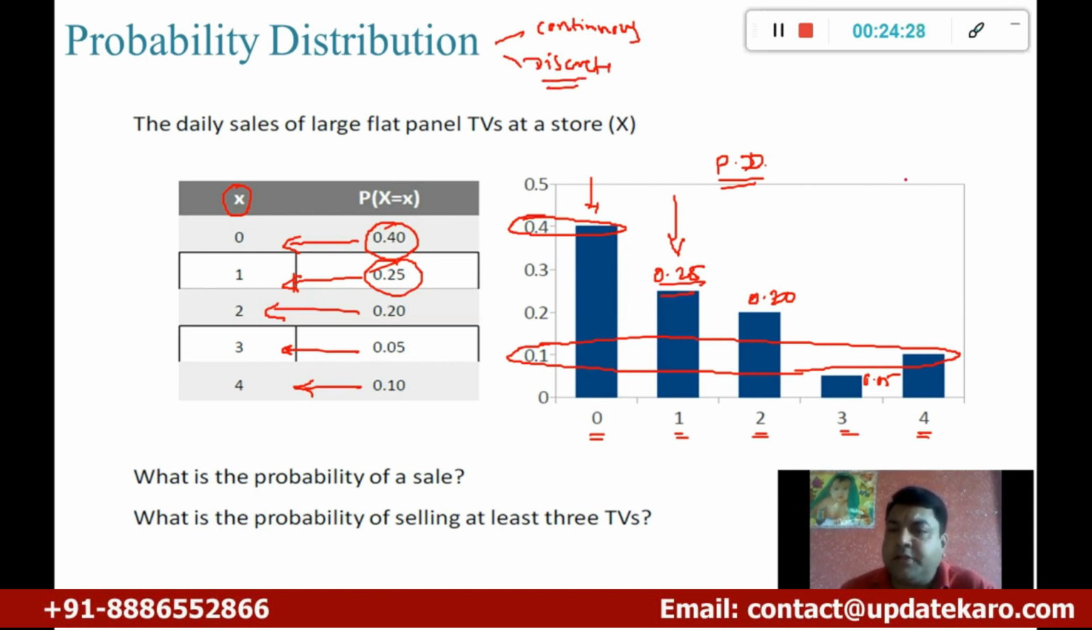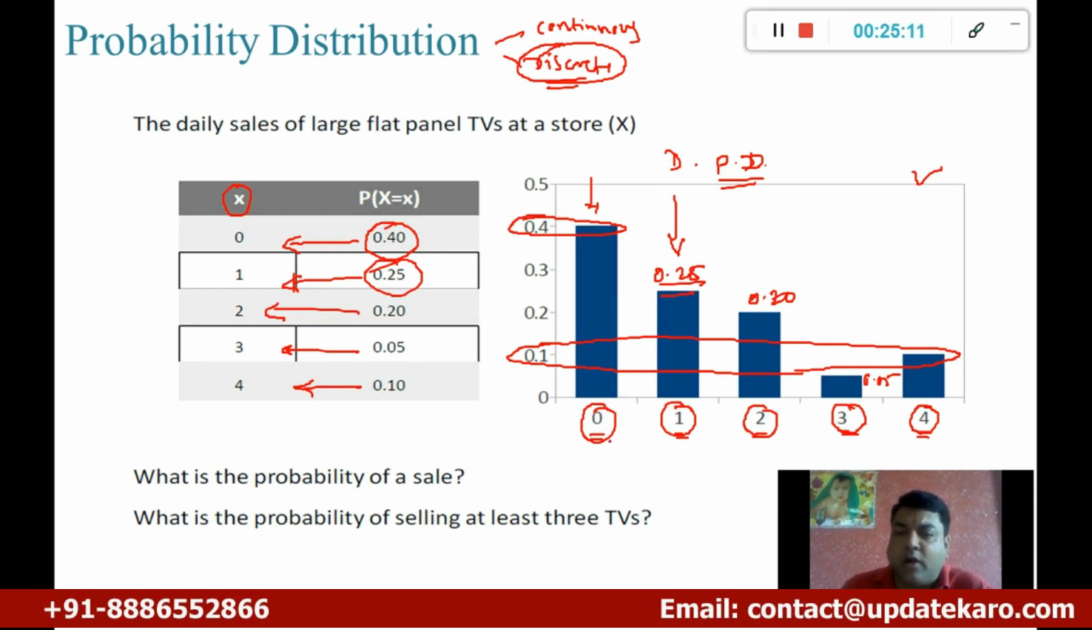So which kind of probability distribution is this? Obviously it is going to be a discrete probability distribution, because the random variable values we have over here are discrete count data plotted on the x-axis, and that is why it is called a discrete probability distribution. Now this is an example of a discrete probability distribution. What can be an example of a continuous probability distribution?